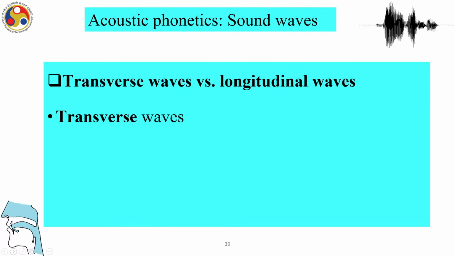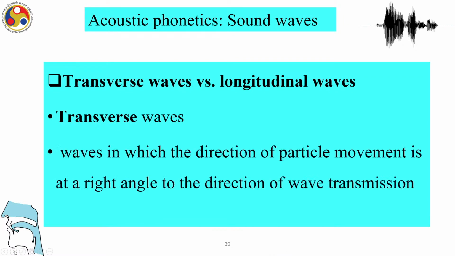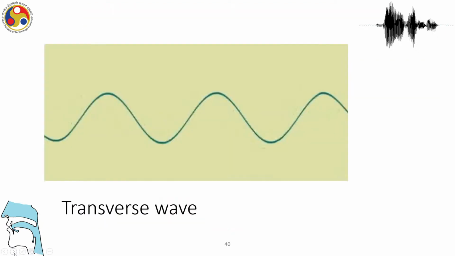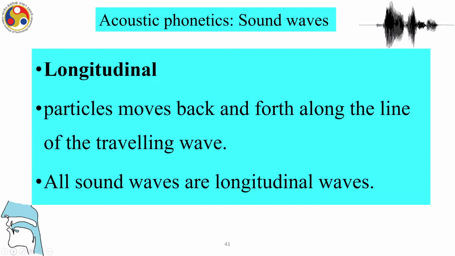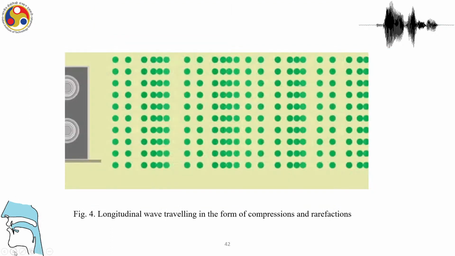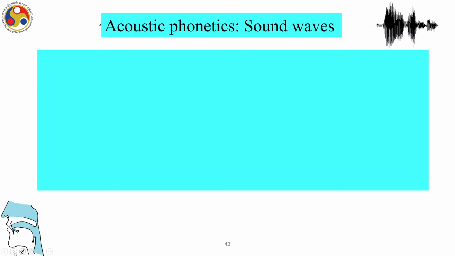So we have studied these things: transverse waves and longitudinal waves, and how transverse waves are different from longitudinal waves. All sound waves are longitudinal waves, and you also saw how a longitudinal wave travels in the form of compression and rarefaction, which we showed with particles moving to one position and then going back to the other position. This is how a longitudinal sound wave would behave.